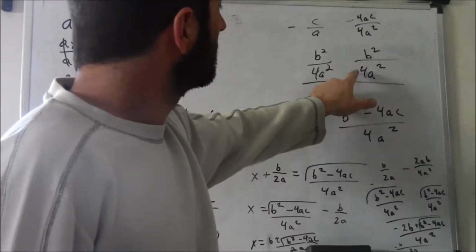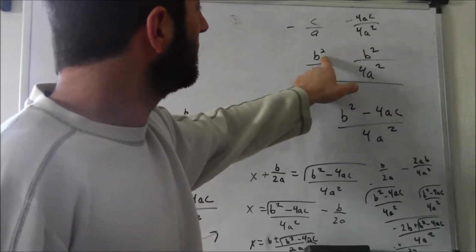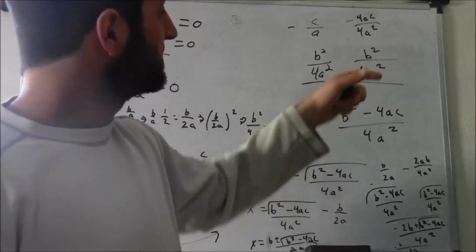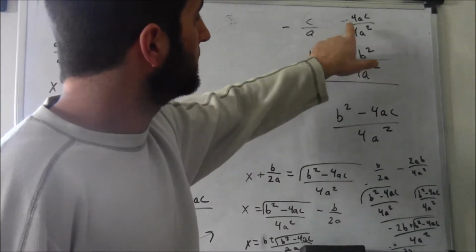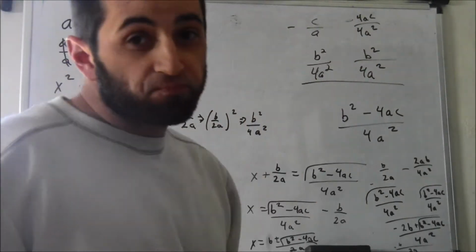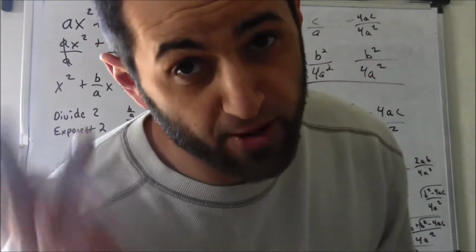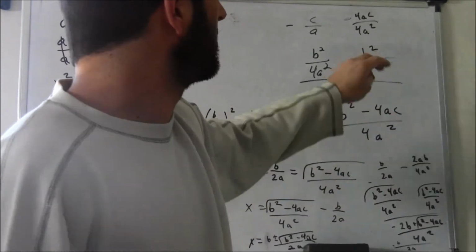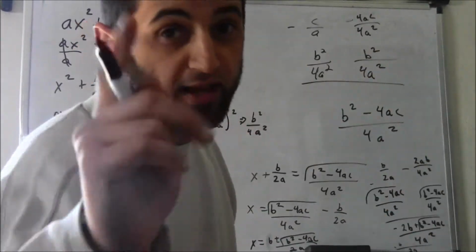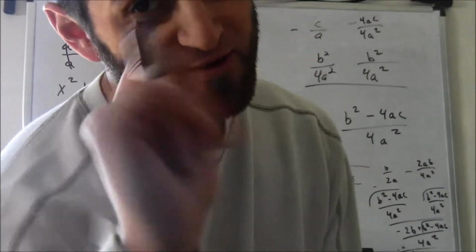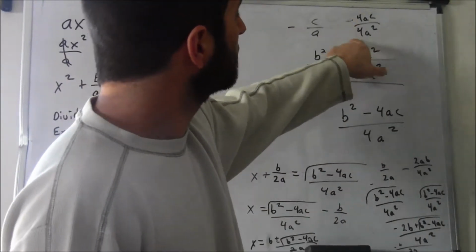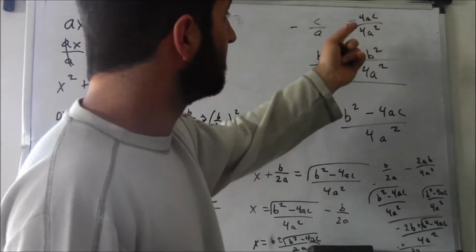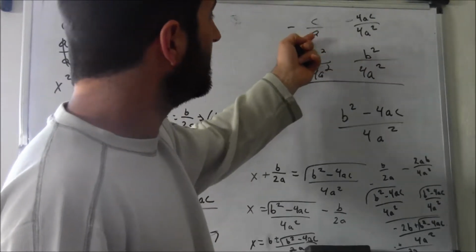1 times b squared is b squared. Got it? Over here, what times what? A times what equals 4a squared? Oh, actually, never mind about that. Well, you haven't got 4a squared yet, so... Yeah, you do. I'm getting a little confused. 4a squared. A times what equals 4a squared? You're saying 4a. 4a times a equals 4a squared.